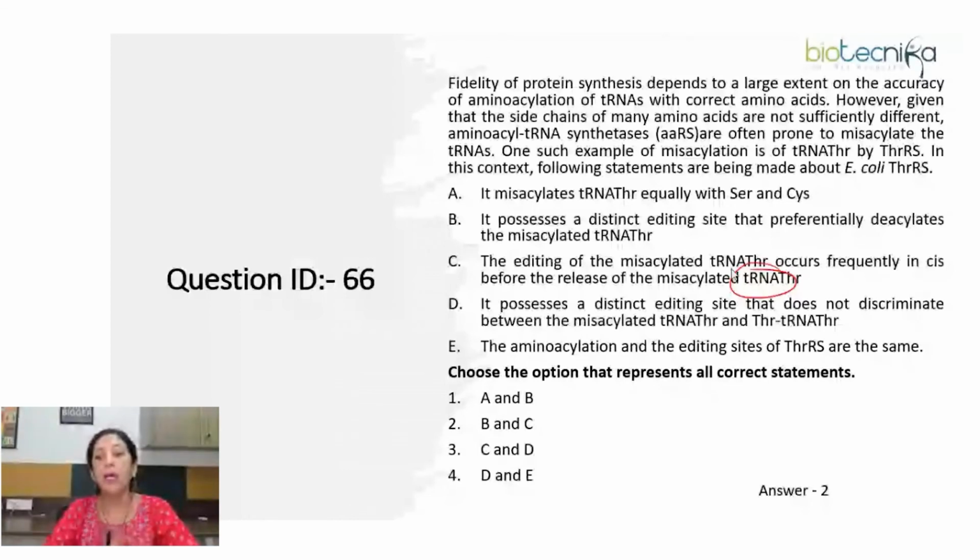So again, this question is not that difficult, but it was not that simple. If you know the complete mechanism of how the amino acid is attached through the amino acid synthetase to the tRNA, and the fidelity mechanisms followed by the amino acid synthetase, then only could you have answered this question.